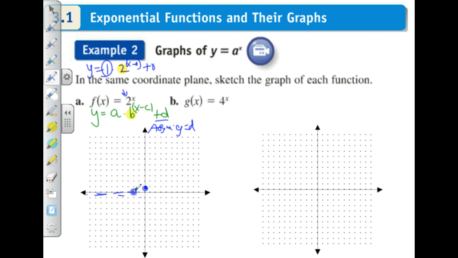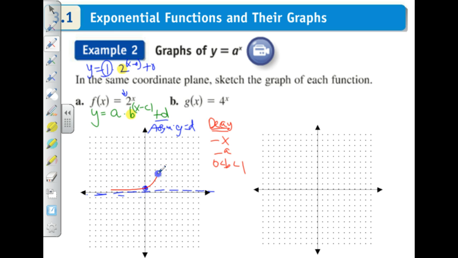The asymptote is always at y equals d for exponential functions, and there are 3 things that cause decay. We're going to look for decay indicators: a negative x, a negative a, and a b value between 0 and 1. So there's no decaying factor.